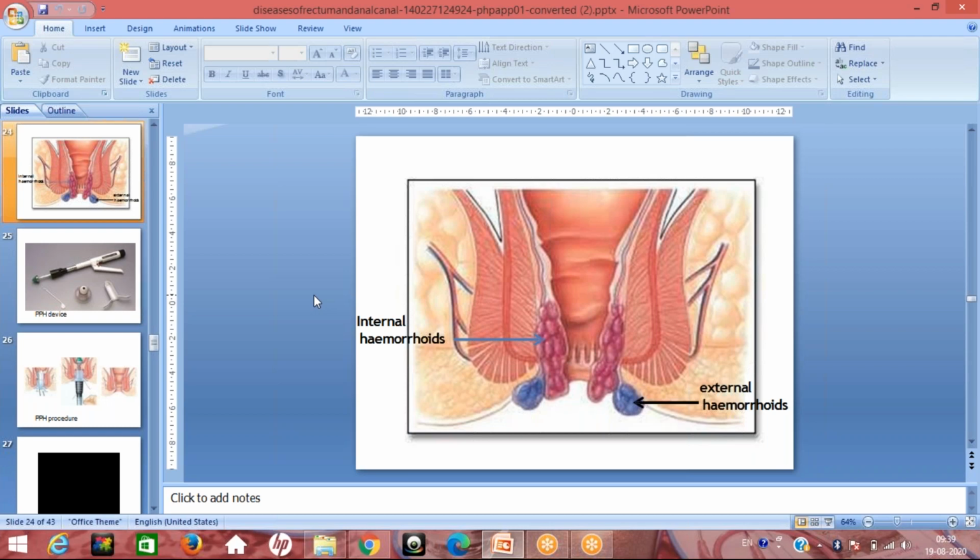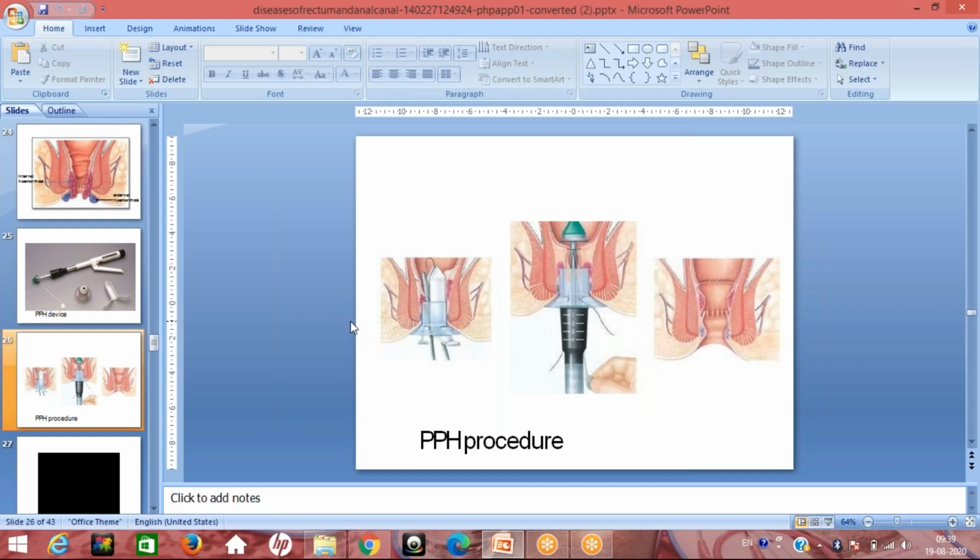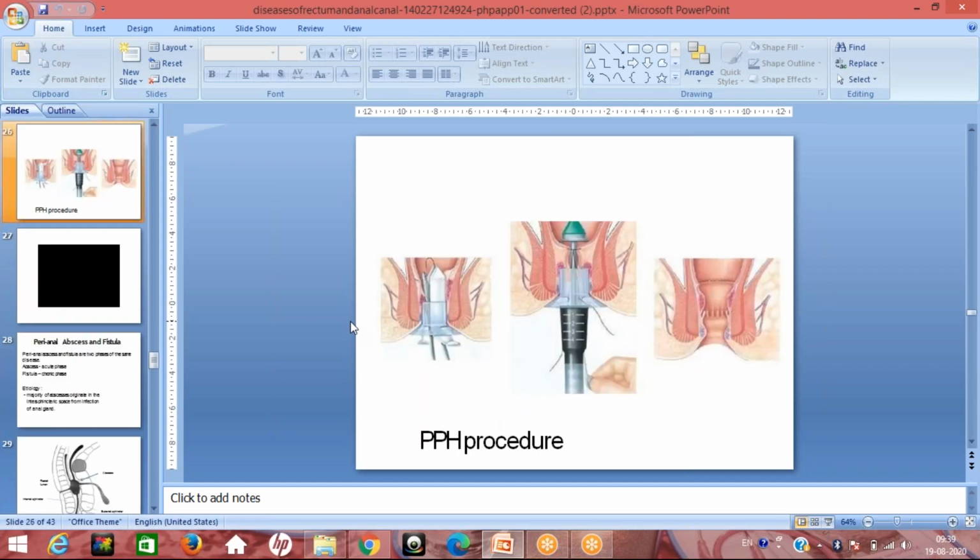This image shows the difference between internal and external hemorrhoids. This is a PPH device, which is a circular stapler. By firing this stapler, you excise the mucosal part of the hemorrhoidal tissue, which is a relatively painless procedure. You can discharge the patient in the evening. This is the PPH procedure.